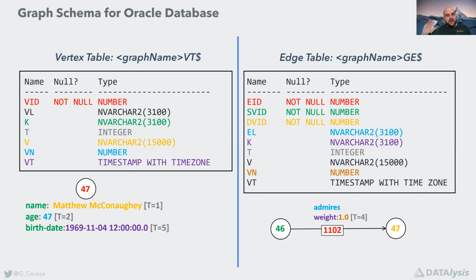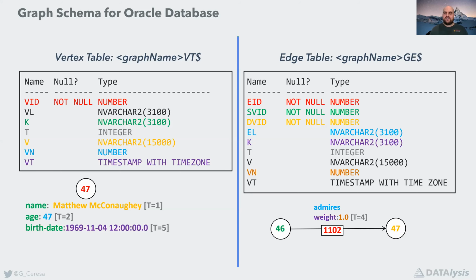Edges are quite the same thing. Once again, we store everything by row because an edge can have from 0 to 2000 properties or even more. The columns are extremely similar: EID, edge ID, then SVID and DVID, source vertex ID and destination vertex ID. One edge connects different nodes, so you just say this edge goes from this one to this one. And then EL, edge label, KT, V, VN, VT, same as the vertices. So they're really super simple tables with a strictly defined format.